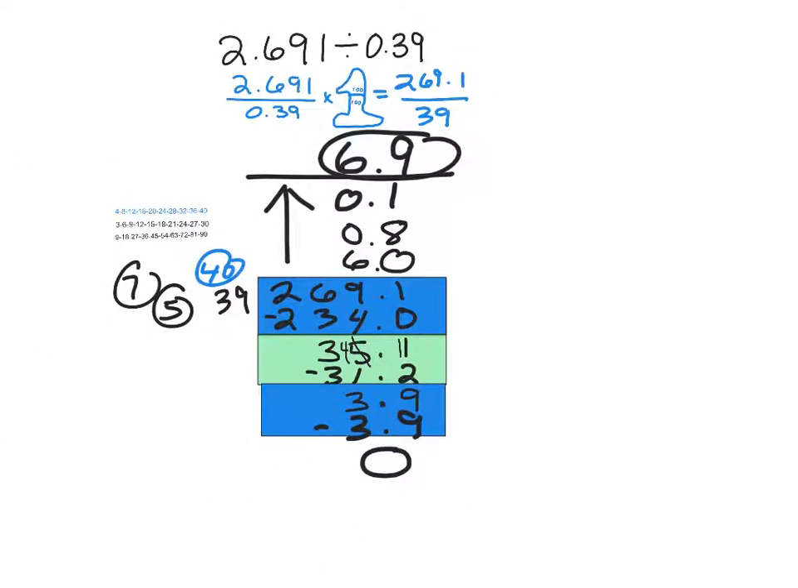I'm sorry, that's not a 69. There's a decimal point there. Shame on me. Shame, shame. 6.9, that's your answer. So, in review, 2.691 divided by 0.39 equals 6.9.